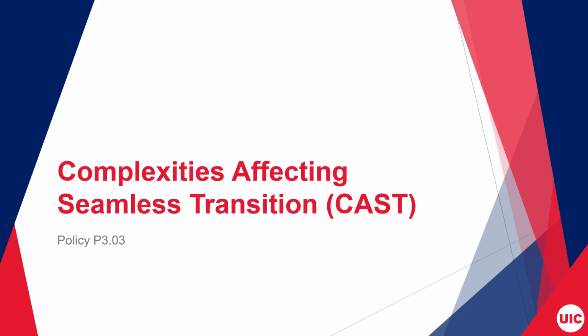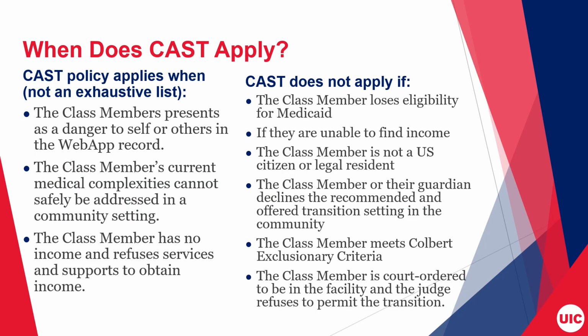Complexities affecting seamless transition. CAST, Policy P3.03. CAST is the clinical review process that determines if a class member is currently unable to be transitioned safely. Prime agencies must request a CAST review if they believe that a class member cannot currently transition, given the availability of community services to meet the class member's needs.